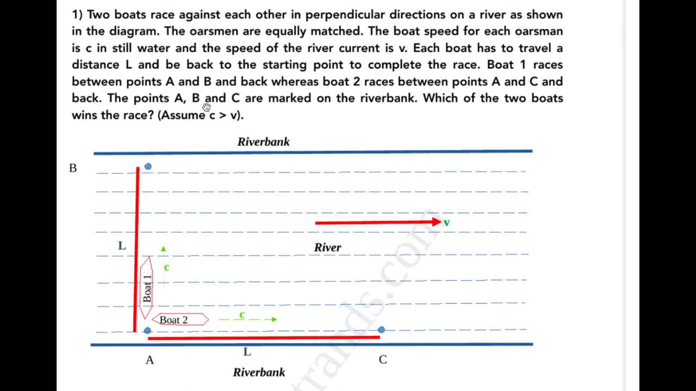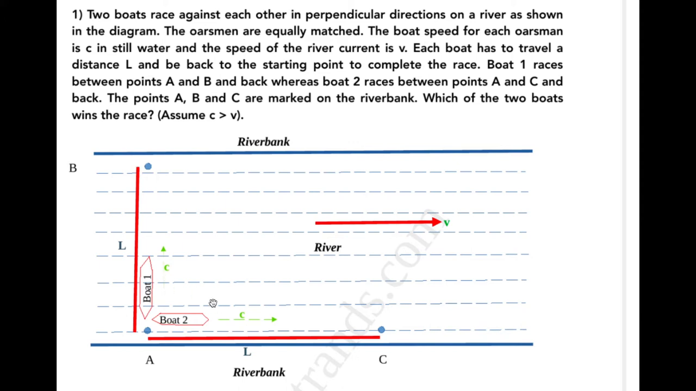Now the points A, B and C are marked on the riverbank. Which of the two boats wins the race? You would assume here of course that c is much greater than v. So in this problem, what is c? c is the speed at which the boat can move in the water, and that must be much greater than the river current itself, v. So in still water, what is the speed of the boat? That is given as small c here.